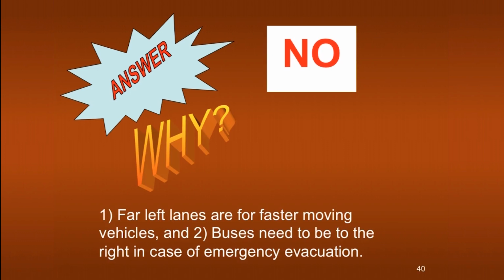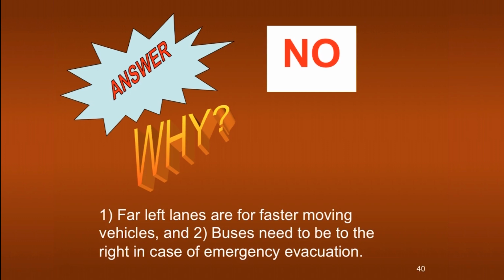First of all, far left lanes are for faster moving vehicles, and as we talked about in Unit 1, the law restricts school buses transporting students to go no more than 55 miles an hour. So generally, our speed limit is going to be less than what would be allowed otherwise, so we need to stay out of there. There's another reason why we don't want buses to be in the HOV lanes, and that is in case of an emergency evacuation. Remember, your exit door is always on the right side, and HOV lanes are typically always on the left. If you're in the far left lane, and your bus breaks down, the only way for the students to get off that bus is to go out into a lane of traffic.